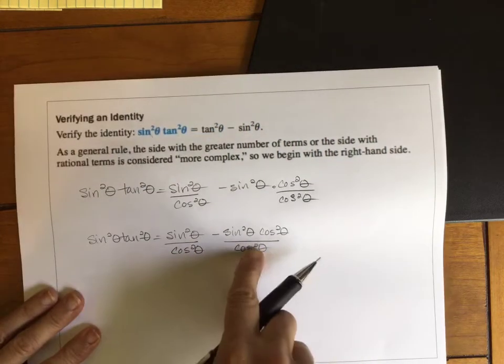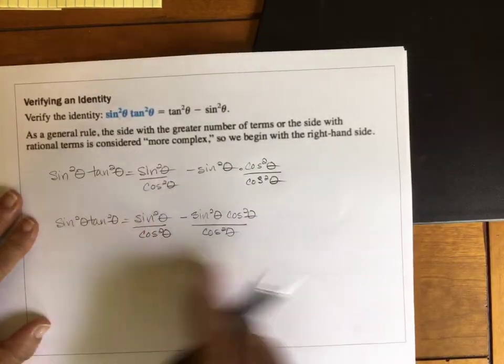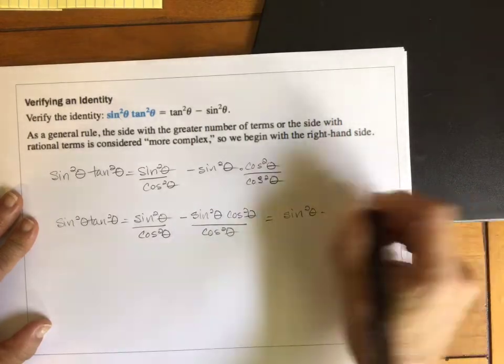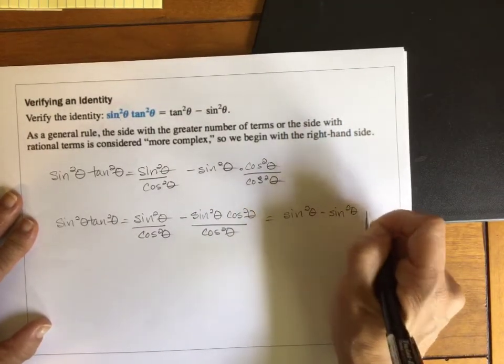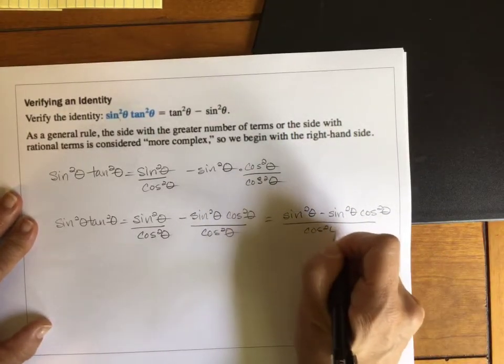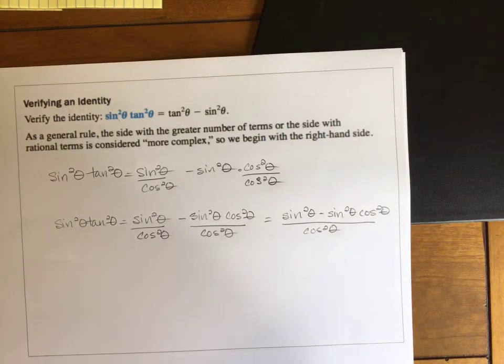Now, because I have the same common denominator, I can combine all of this into one fraction. So sine squared theta minus sine squared theta cosine squared theta all over cosine squared theta. Now I want you to stop and think, what could I do to simplify this more out of my possible algebra strategies? I don't need to distribute. Could I factor? I've already used finding the common denominator. There's no conjugate, which you guys might have forgotten what that is.